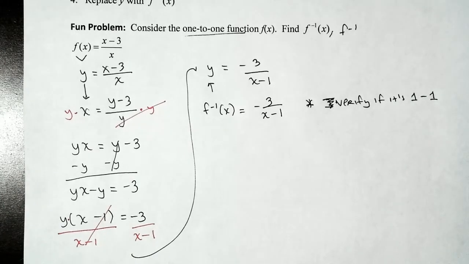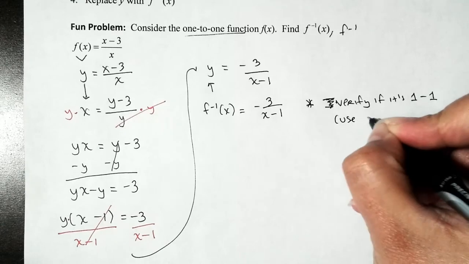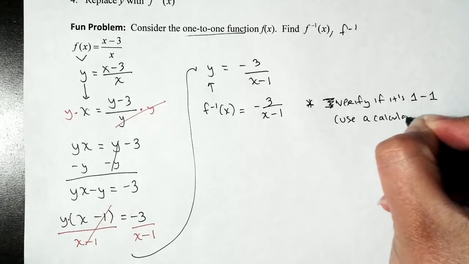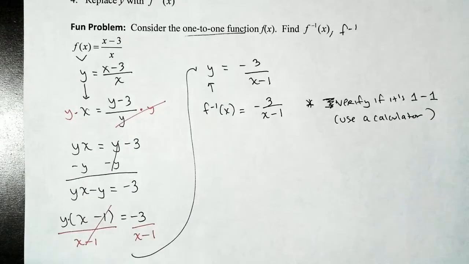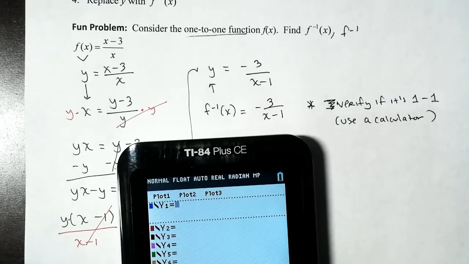How are we going to verify? Are we going to do it by hand? Of course not. We're going to use a calculator. Okay, so let me speak to myself. Use a calculator. All right, so let's go ahead and enter. We're going to enter y equals -3 divided by x minus 1.